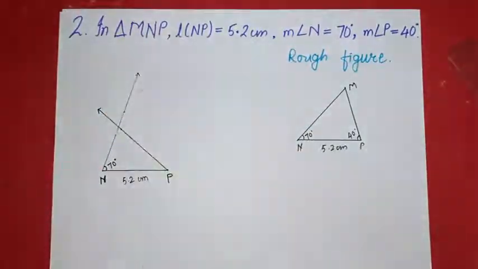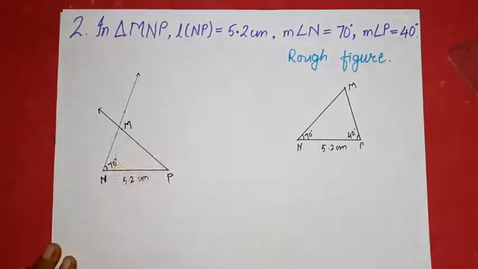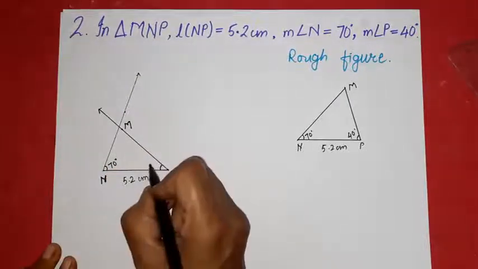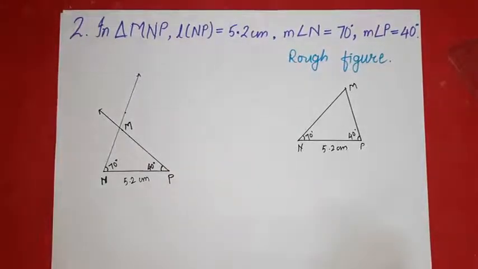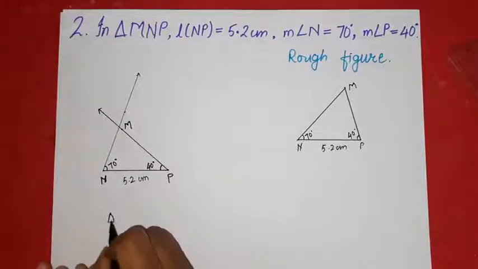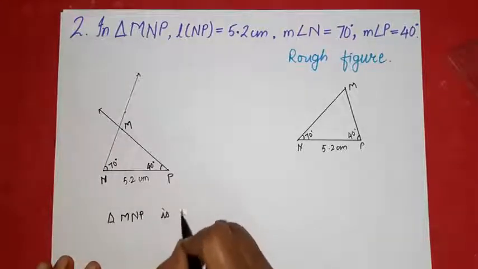Give the arrow. Now here this intersecting point is vertex M. So give the name M here. Here the measure of angle P is 40 degree. So write here 40 degree. This is the required triangle MNP. So write it here. Triangle MNP is the required triangle.